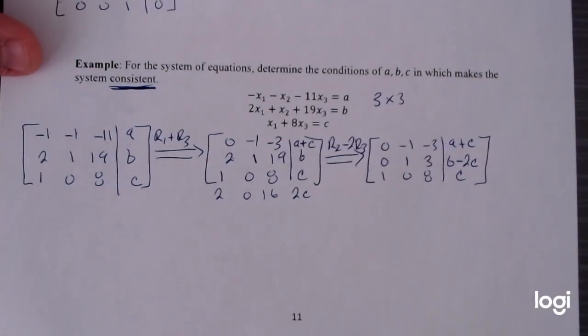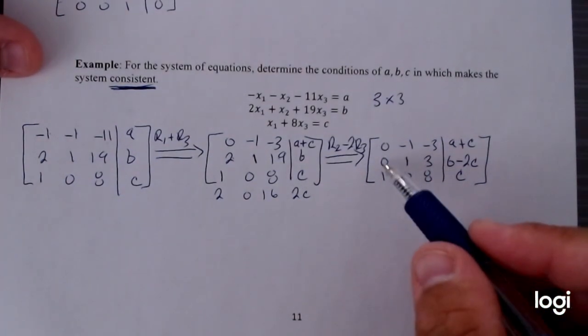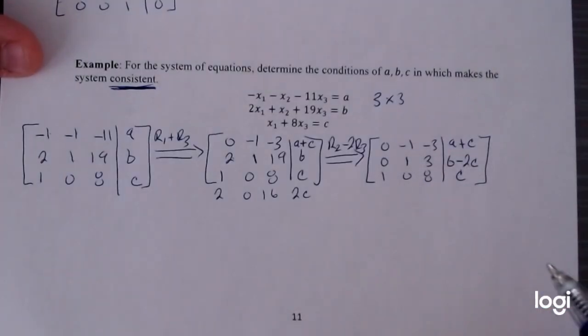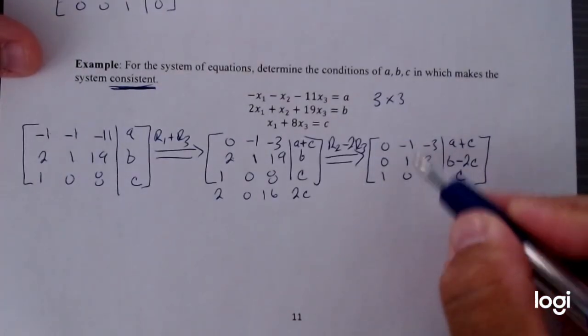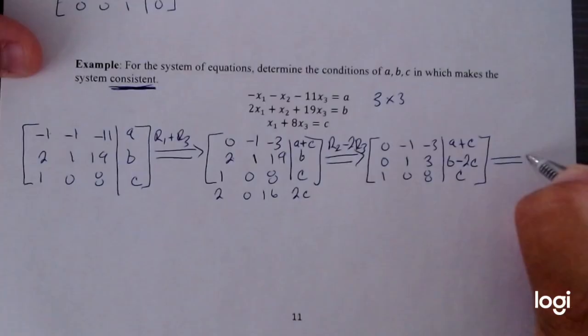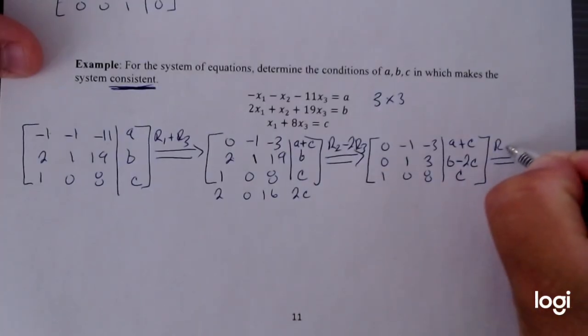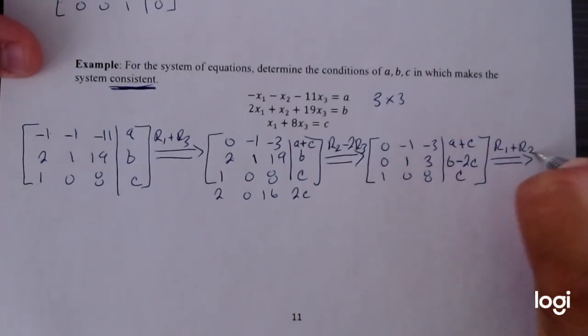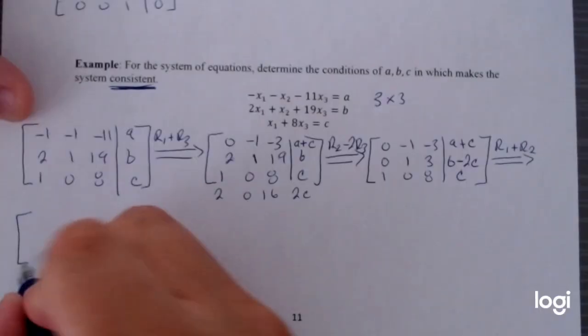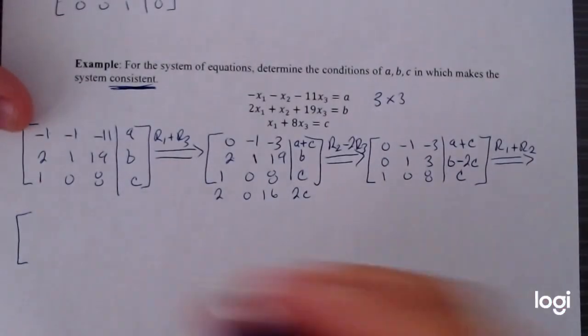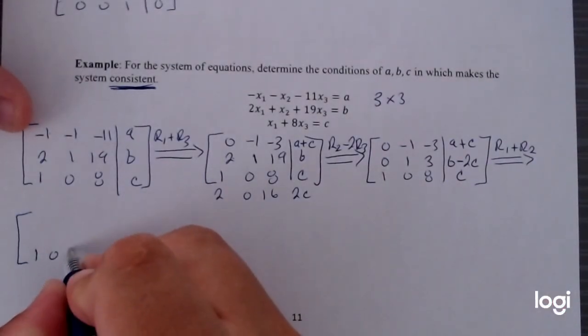Alright, looks like we're almost done here, right? We got at least one whole column done and a little bit of the second column done. And this is even nicer because these actually go away. So all I'm going to do now is do row 1 plus row 2. And I'll keep the middle one the same. So I'll replace the first row.